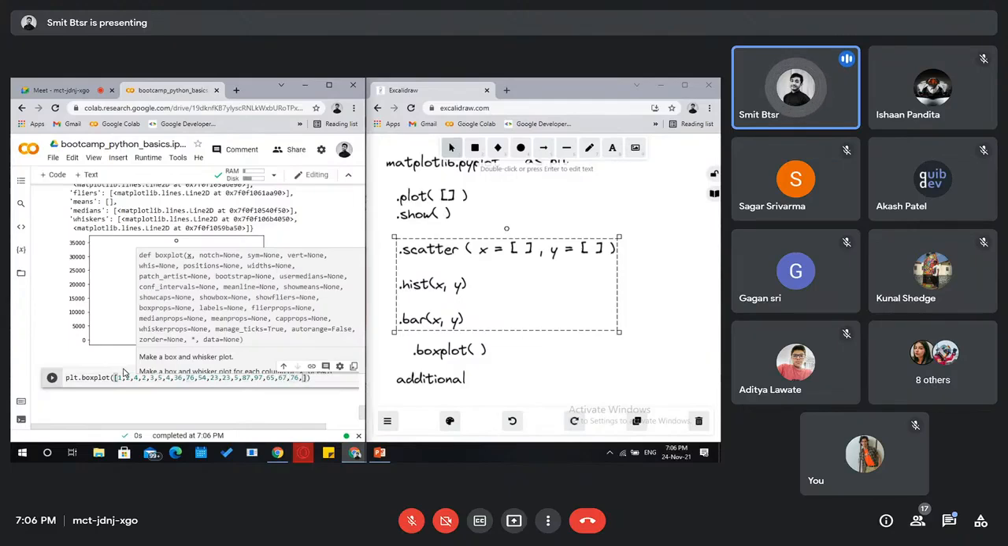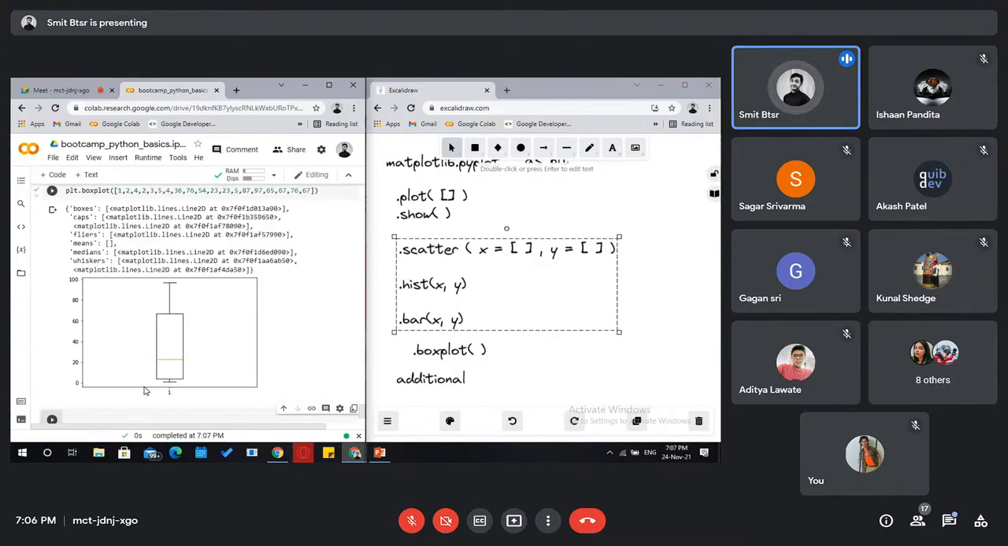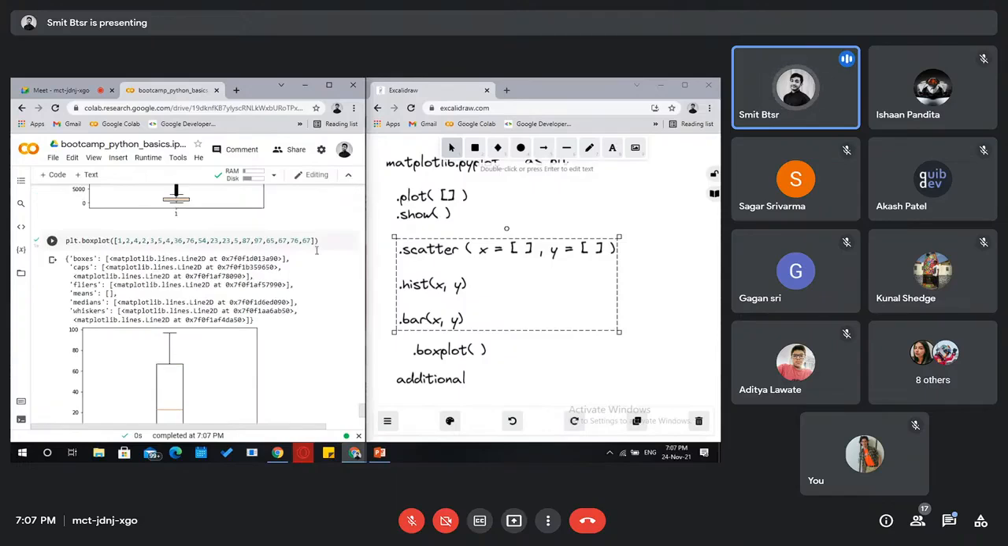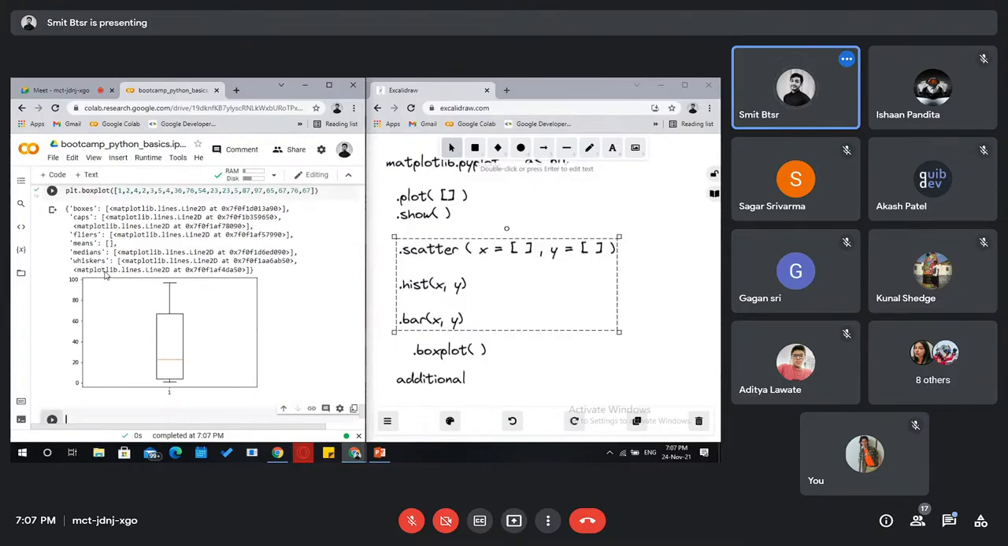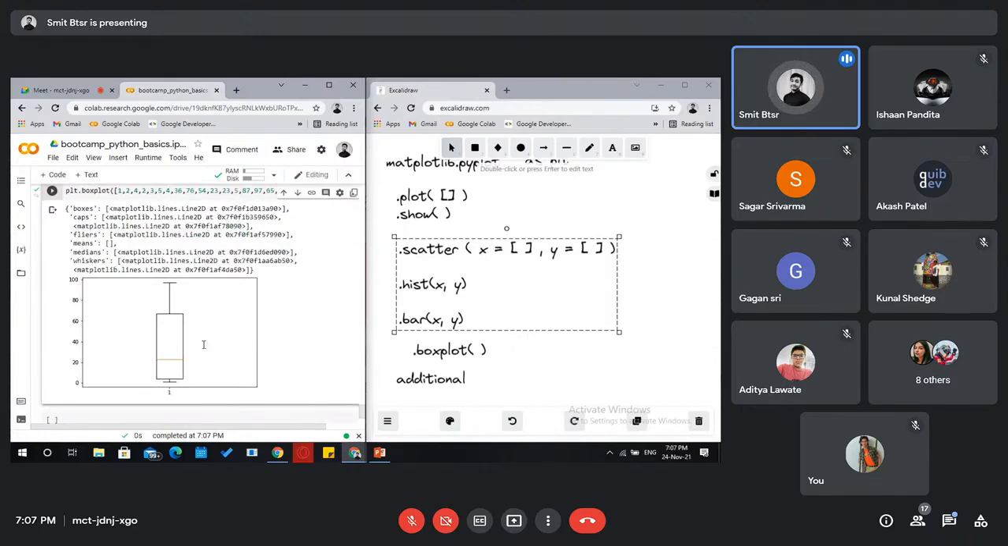Just keep the syntax in mind, we are passing just a list here, a bunch of values, and it will show the distribution. It is helpful to show the distribution. Okay, so what it is showing us is that most of the values, this orange line, we have the median and all. So just a moment, guys.